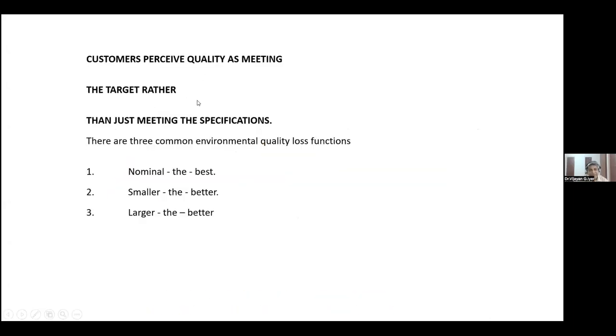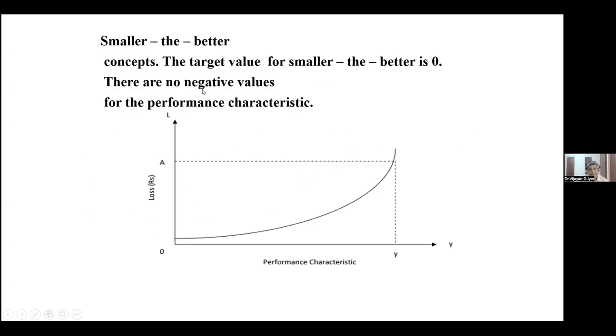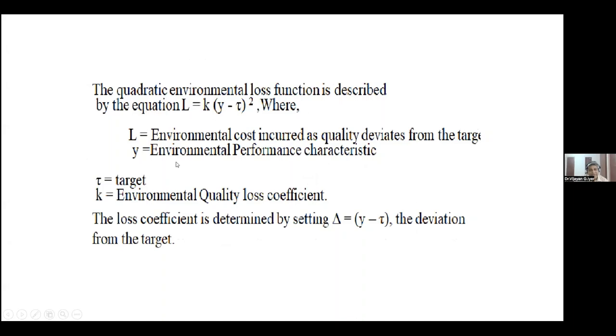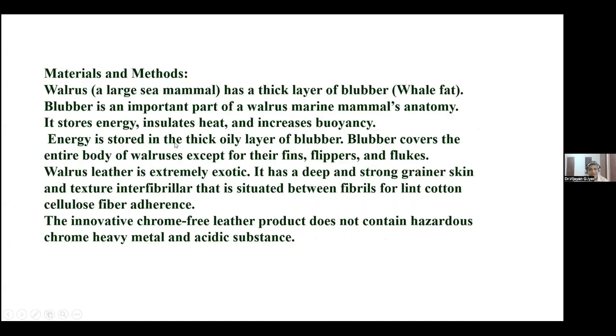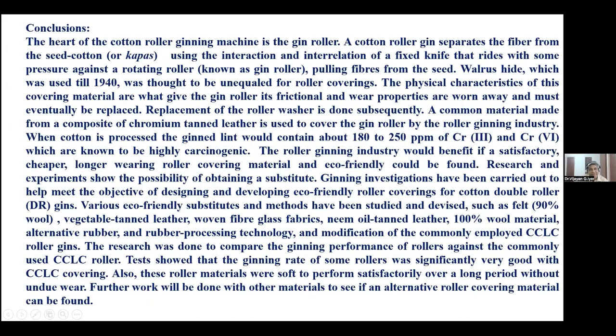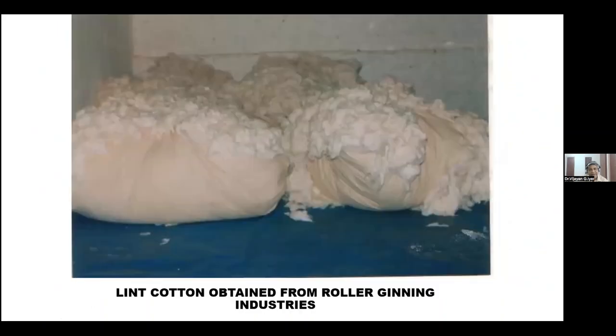So this is how the particular customer-specific environmental quality is met: nominal the best, smaller the better, larger the better. And this equation is the environmental quality function deployment. So materials and method. Walrus animal skin is now outdated, and because of the sustainability concept, it is now made with chrome composite leather rollers in our cotton ginning industries. And this is seed cotton and lint cotton.